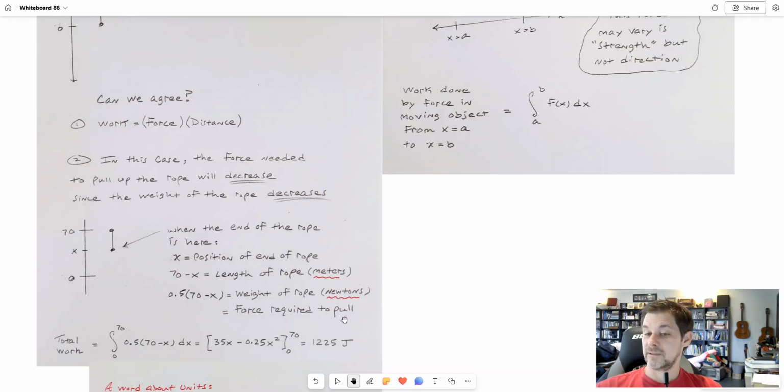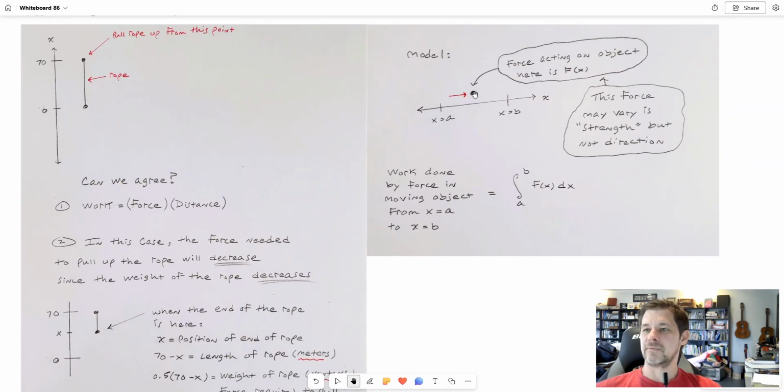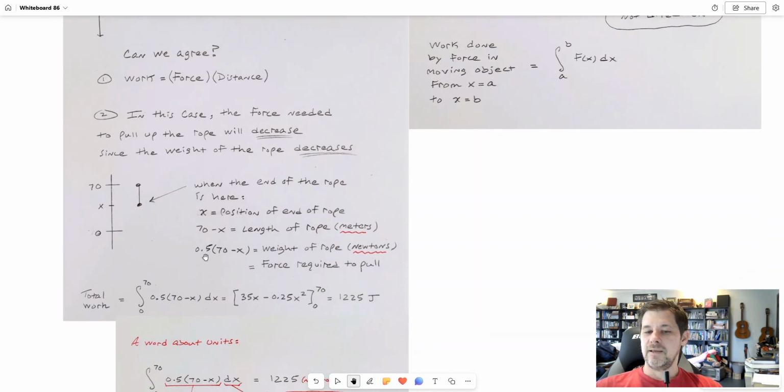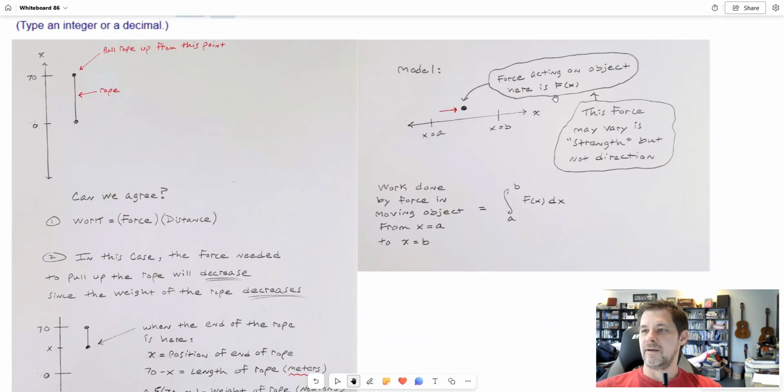And that's the same thing as the force required to pull it up when the end of the rope is at point X. Now that's what I needed. If you imagine it's the end of the rope that's getting pushed upwards, what's the force that's acting on it at any point? Well, it's just the weight. And if I can calculate the length, and multiply that by this density number, I get the weight. All right. So then there is that function f of x right there.